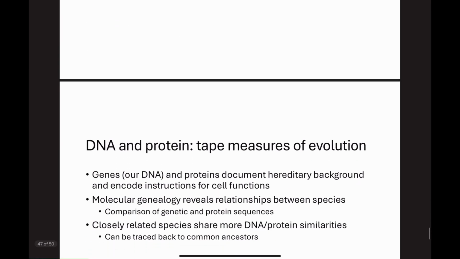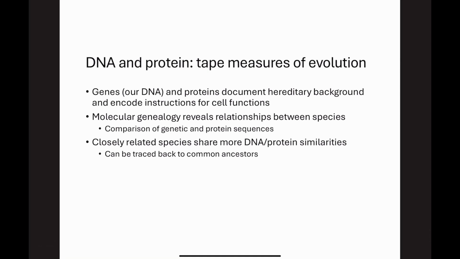So DNA and protein, we can use as sort of tape measures of evolution. Our DNA, our genes, and their products, which are proteins, serve as records of the hereditary background of an organism. DNA is inherited from parent to offspring, which is why siblings share greater DNA and protein similarity compared to unrelated individuals of the same species. And this principle extends to relationships between species, forming the basis of molecular genealogy.